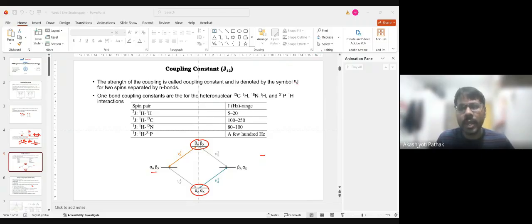In this n plus one rule, n is actually the number of equivalent protons. But in this case, all three protons are non-equivalent. So proton A will be split by proton C into a doublet, and since proton B is also non-equivalent, it will be split again by proton B. Similarly, proton C will be split by proton A into a doublet, and by proton B into a doublet. So you will have three doublet of doublets.